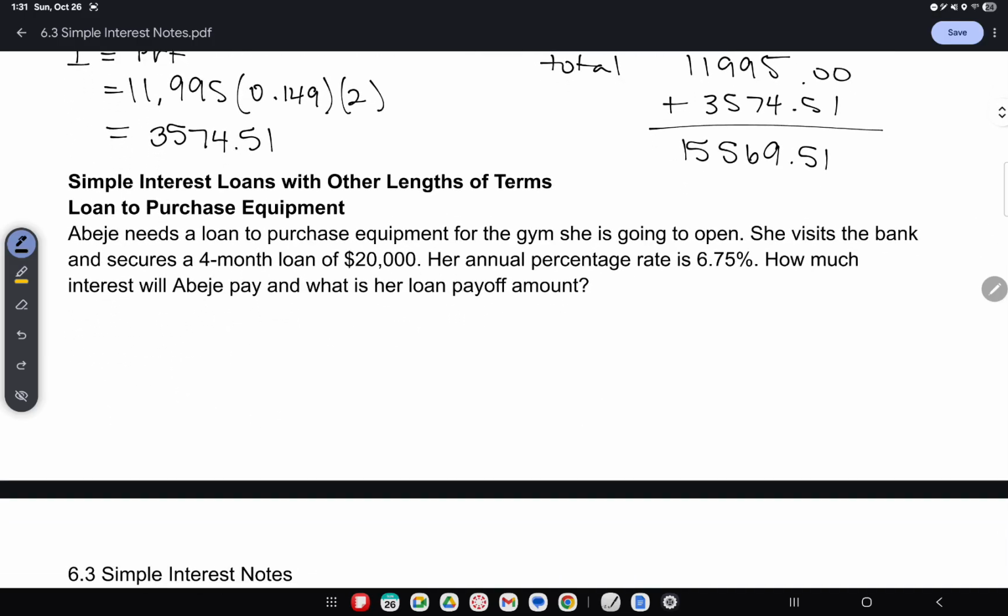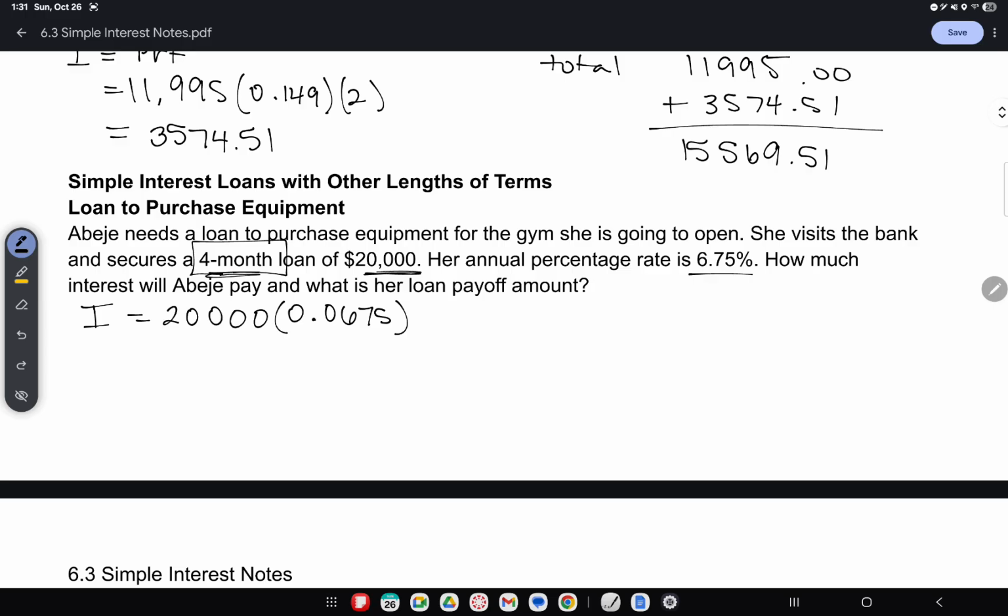Let's see, we're opening a gym, a 4-month loan of $20,000 with a rate of 6.75%. How much interest will they pay, and what's the loan payoff amount? So the interest, our principal amount that we're borrowing is that $20,000. The interest rate is 0.0675, and we're doing it for 4 months.